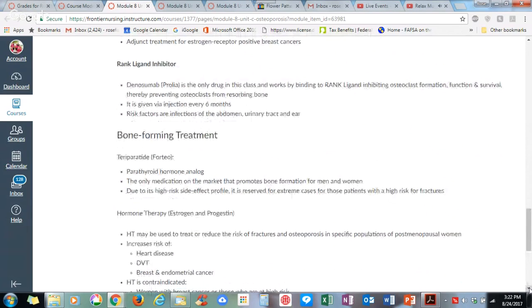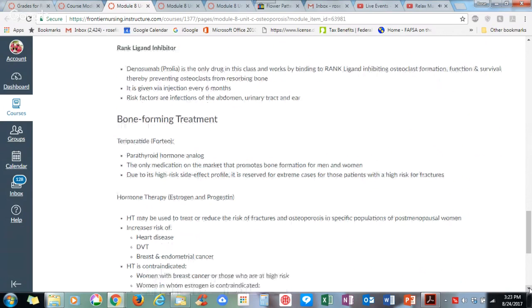RANK ligand inhibitors. Denosumab (Prolia) is the only drug in this class and works by binding to RANK ligand, inhibiting osteoclast formation, function, and survival, thereby preventing osteoclasts from resorbing bone. It's given via injection every 6 months. Risk factors are infection of the abdomen, urinary tract, and ear.